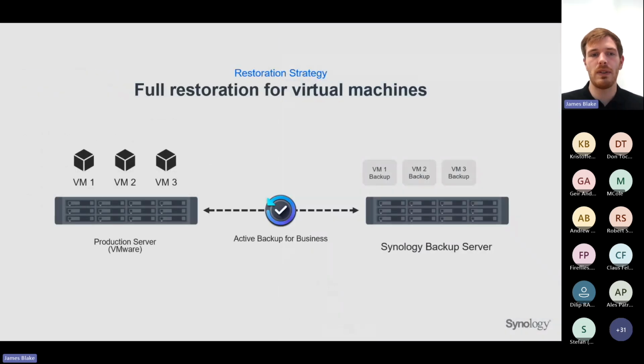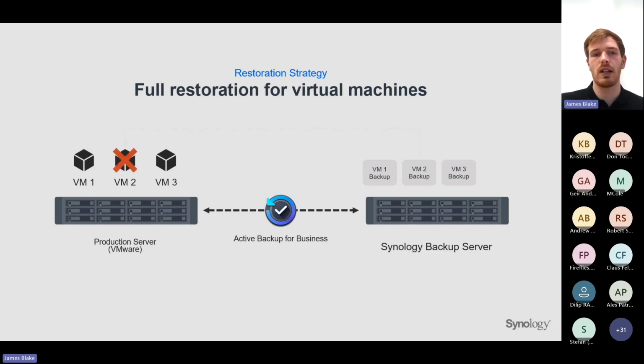Now, what happens if the actual VMs themselves fail? Well, this is where we've got a couple of different strategies that we can also look at. So let's take a look at one of those. Well, we've got our production server running VMware, running our virtual machines. We've got 1, 2, and 3. What happens if VM2 goes down?